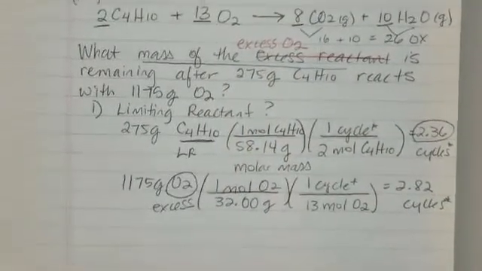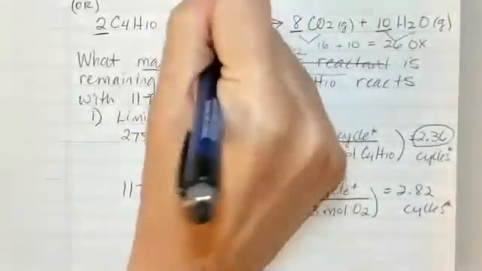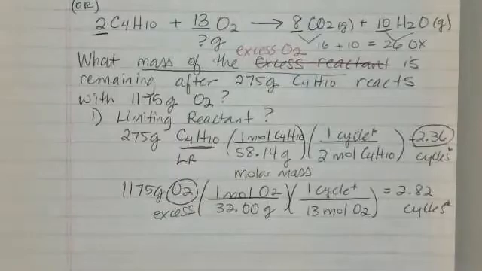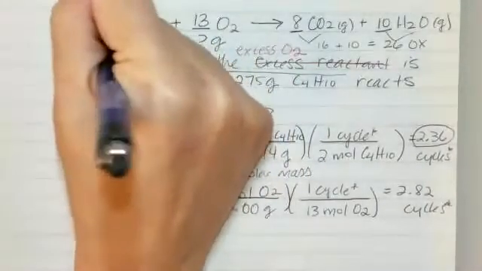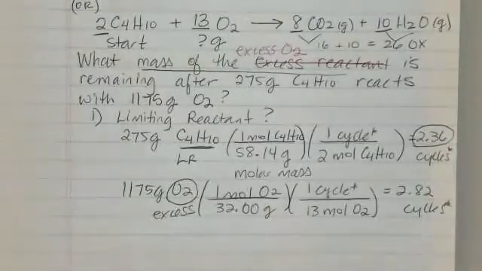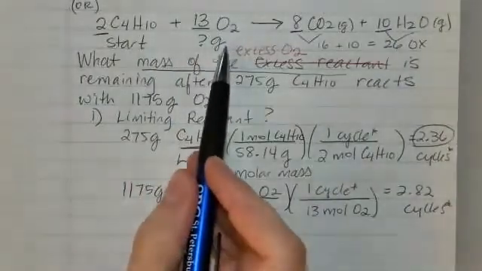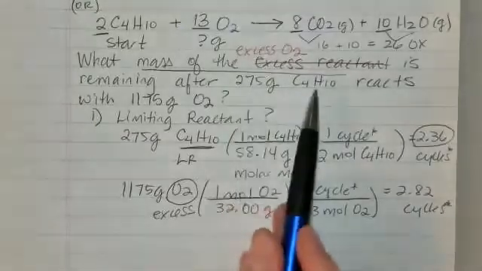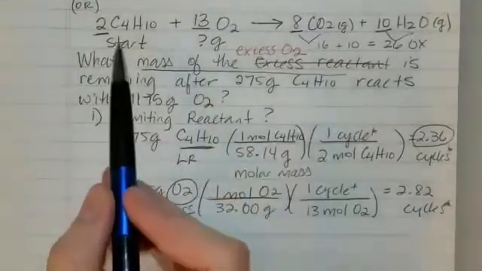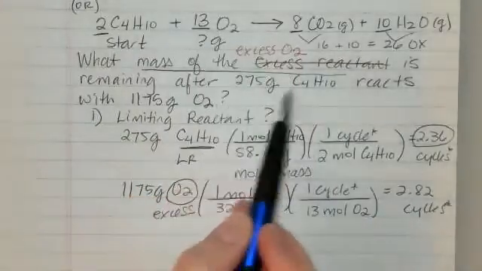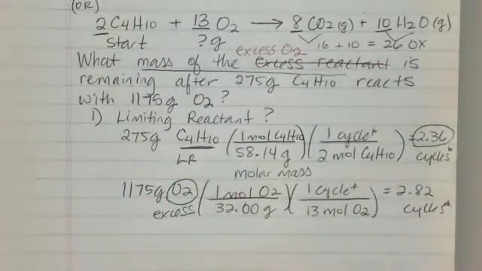In order for me to figure out what mass of O2 I used, I have to start with my limiting reactant. So I'm going to start with my butane, because again, that's going to tell me how far this reaction goes. You always start with the limiting reactant and first figure out how much oxygen I will use. So I'm starting with that 275 grams of butane. Knowing that that's my limiting reactant, what mass of oxygen am I going to consume to react with that 275 grams of butane?